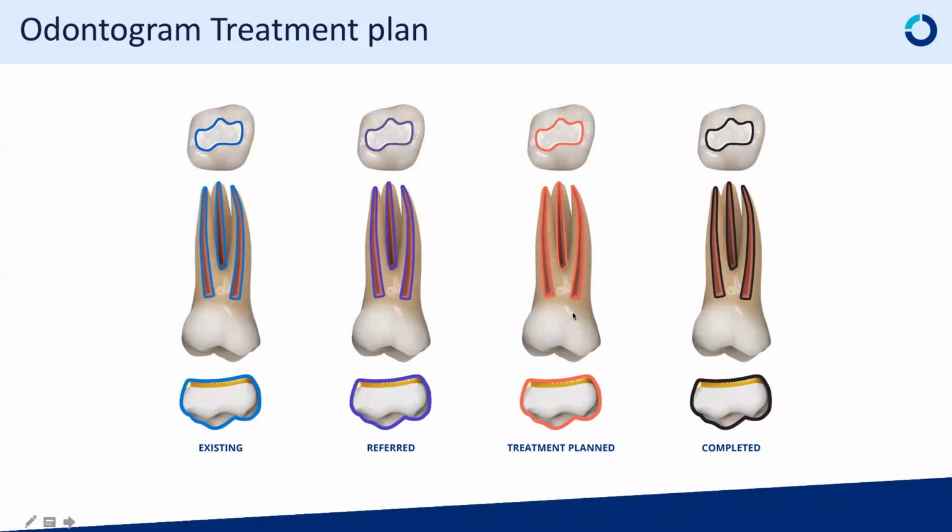So anything that is existing outside the office would show up as blue. Anything that is referred out as purple. Treatment planned and not yet done, so basically this is treatment planned on the patient, will be in red. And once it's completed, it will be in black, which is really nice because if a patient ever calls you and says, oh, your crown broke, you can simply open up the odontogram and very quickly check if that crown is completed in the office versus what's existing outside the office.